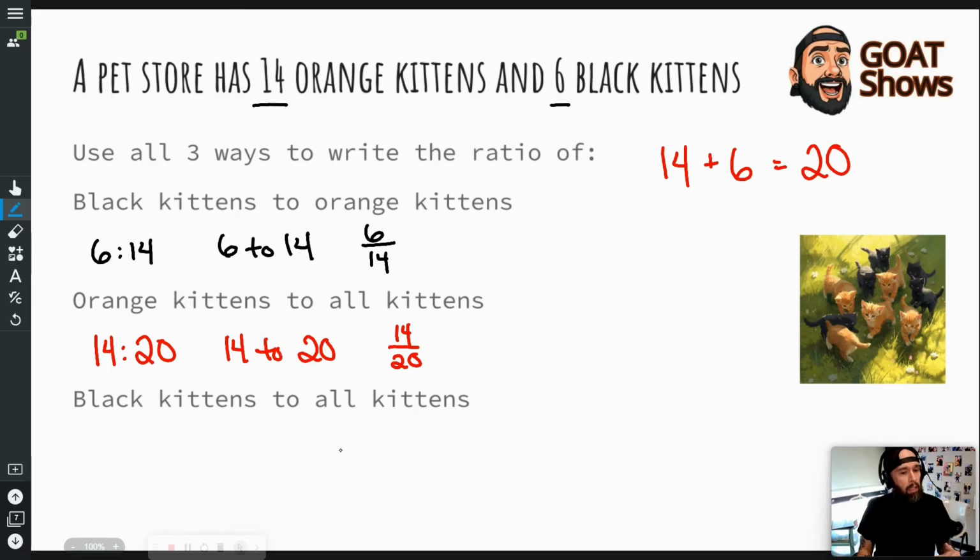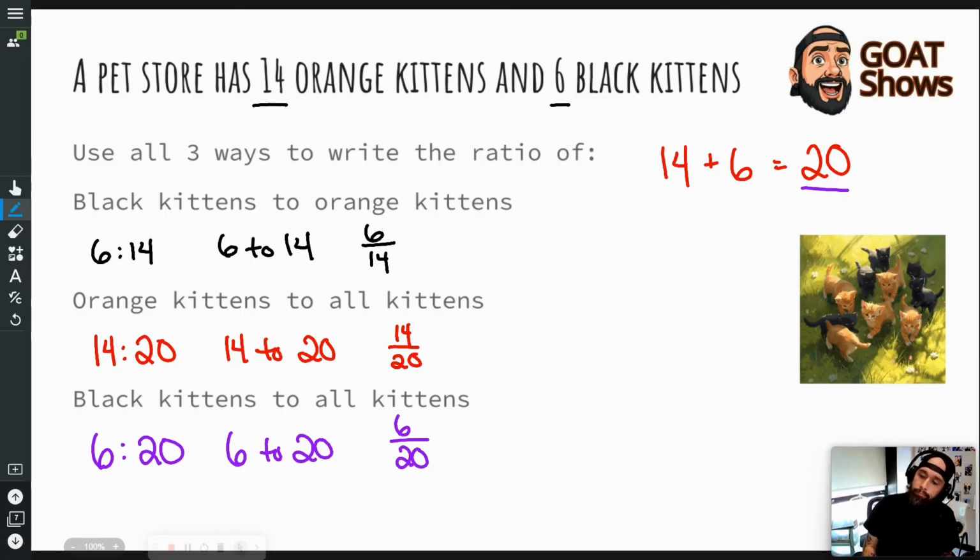Now, last but not least, black kittens to all kittens. I know my black kittens are 6 of them, and I know that all the kittens are 20. So this is going to be 6 to 20 in that order. 6 to 20 can be written like that, like that, and like that.